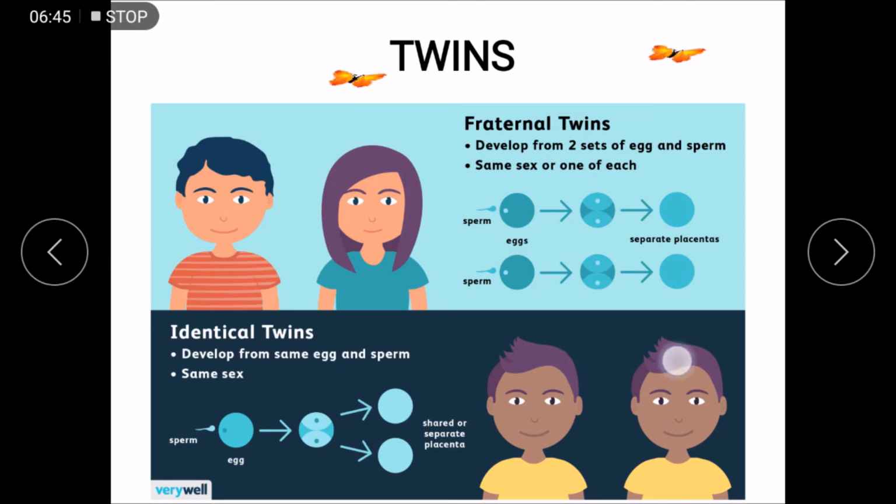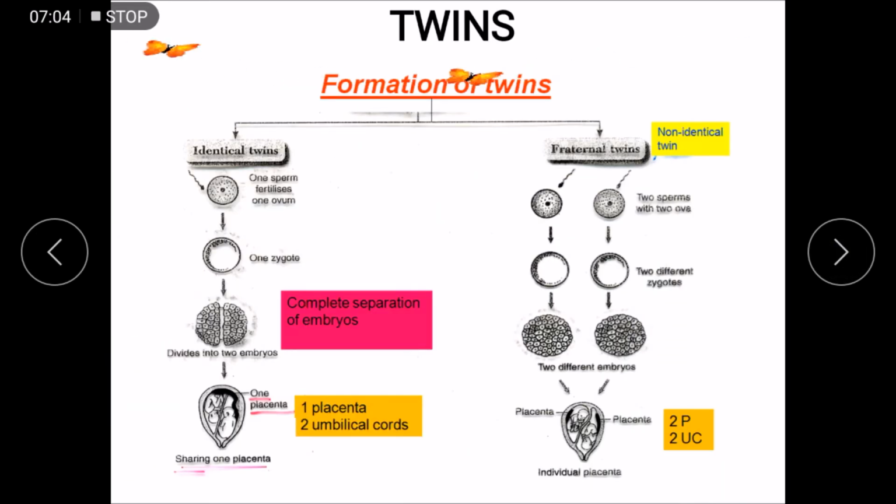But identical twins come from the same ovum and the same sperm, so only 1 ovum and 1 sperm, so the twins will either be boys or girls. They will have the same sex, not different genders. Now this is the formation. Again, we summarize. You can see here 2 different zygotes for fraternal, and for identical, 1 zygote divides into 2 embryos, 2 cells. From the 2 cells you will have the twins. But is this one completely separate? Let's say the embryo doesn't completely separate.